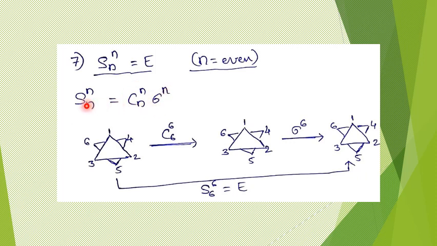In fact, one S operation involves one proper rotation followed by reflection in the perpendicular plane, that is S by definition, right? Now S_n raised to n means I am performing this improper axis operation n times. So it is rotation, reflection, again rotation, reflection, rotation, reflection, in that sequence, taken n number of times.